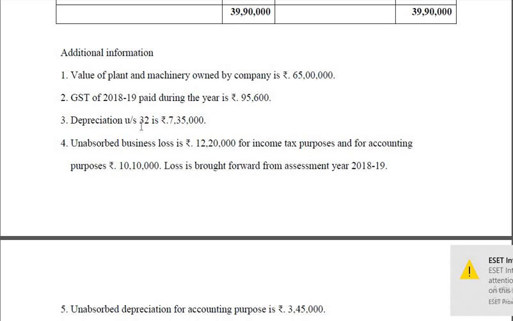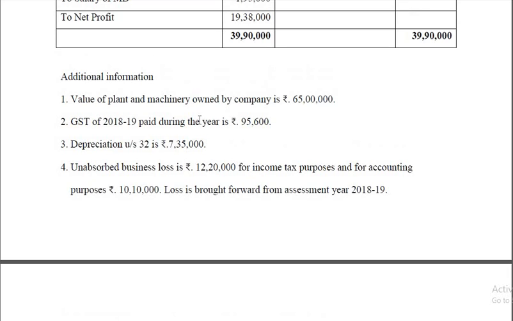We'll take up the additional information, and side by side we'll also take up the items of profit and loss account. Value of plant and machinery owned by company is 65 lakh. Actually, this information is required for the purpose of calculation of depreciation. But in this problem, depreciation amount is given, therefore, this information is of no use for us. So this is just a piece of information which we cannot use in solving the problem. Ignore it.